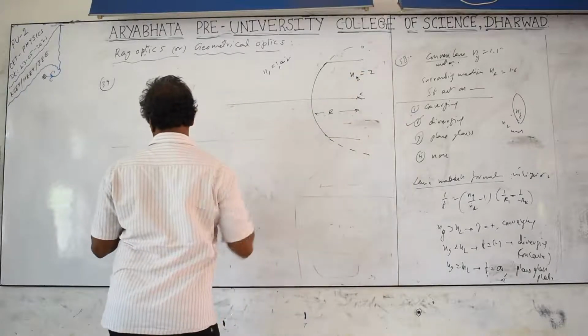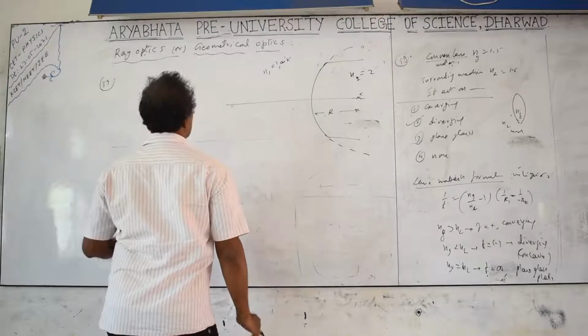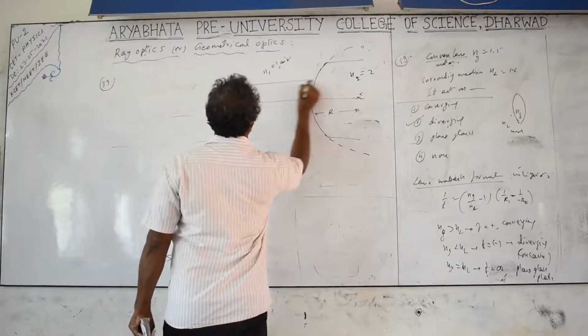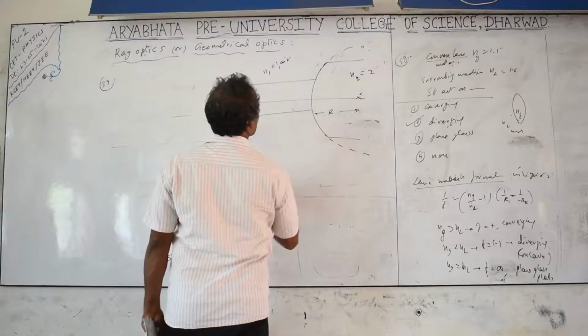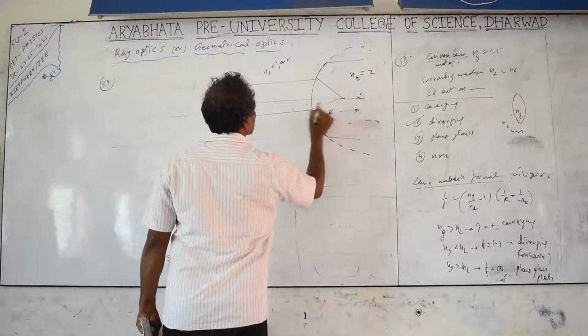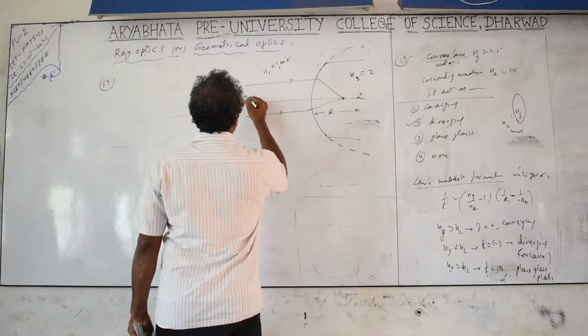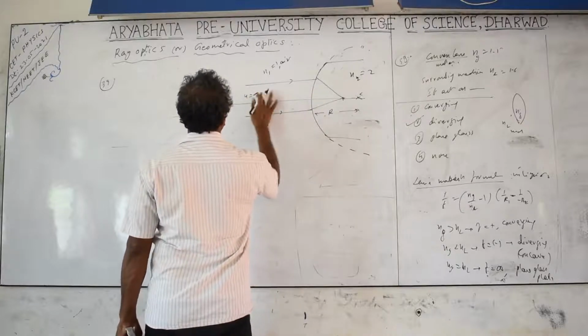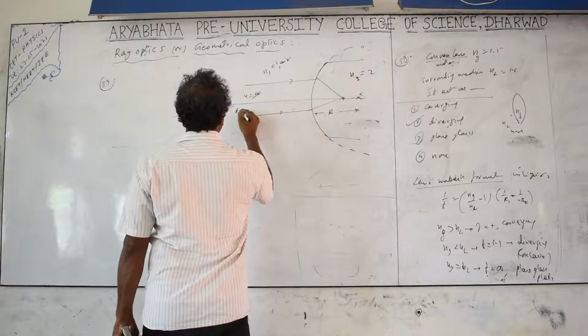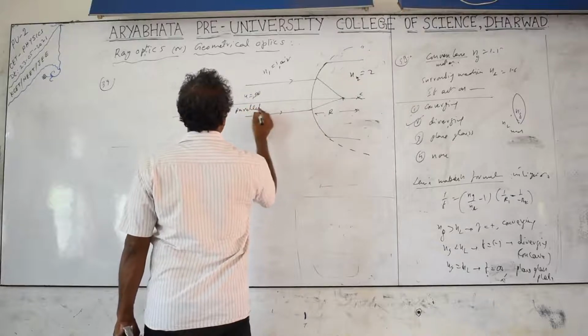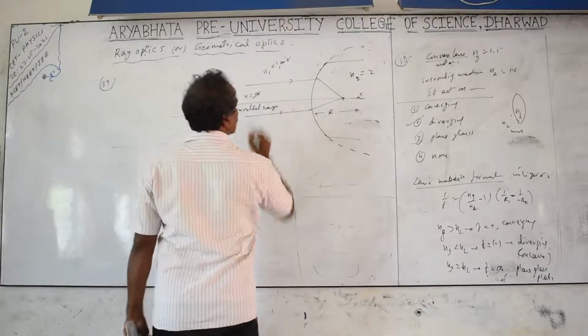Light incident parallel to the central axis focuses at the point. So we are taking paraxial rays only, please, always. Incident on the first surface, where they are going to meet, that point they want to ask. So this is U. Parallel rays means U equal to infinity. Object at infinity you have to take.